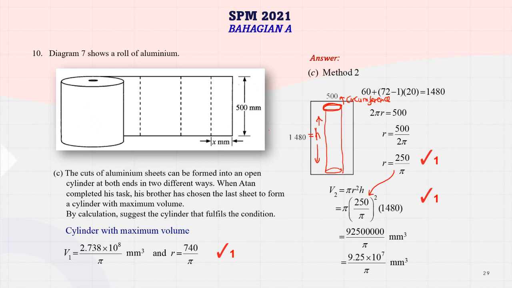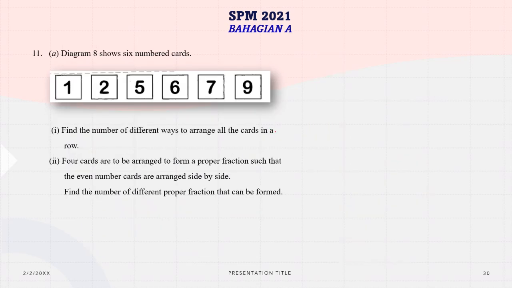Okay, next kita pergi to number 11. Okay, kalau kita tengok nombor yang macam ini kan, kita dah tahu apa dia soalan ni. Kita dah tahu mesti melibatkan arrangement, kita kena susun something. So kalau itu, namanya permutation.